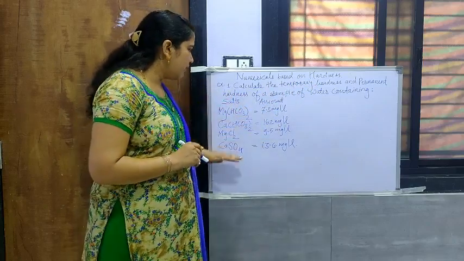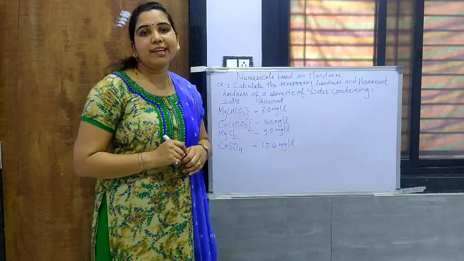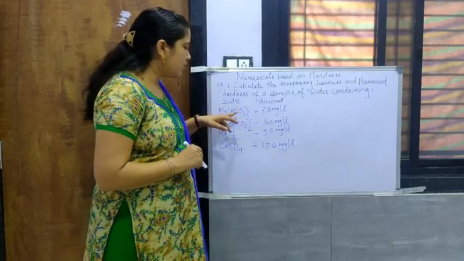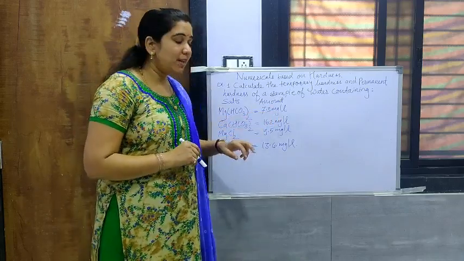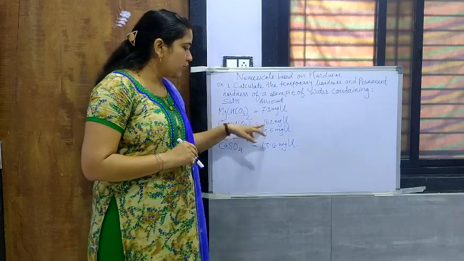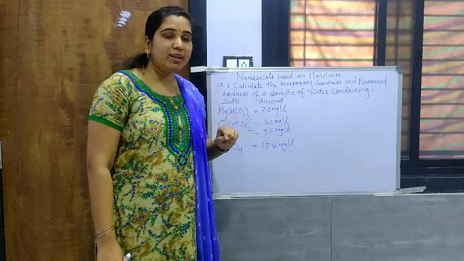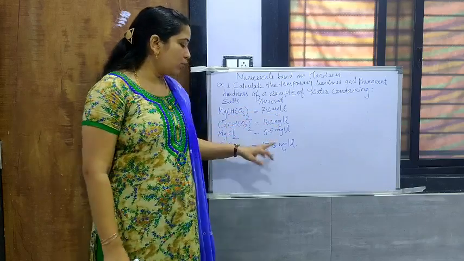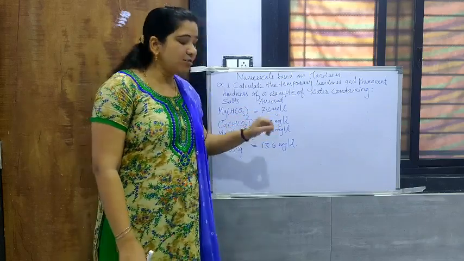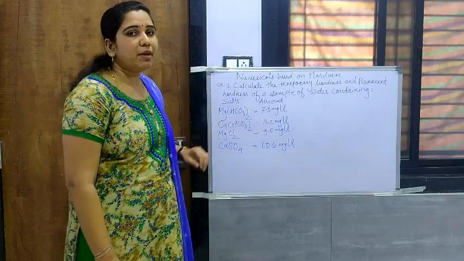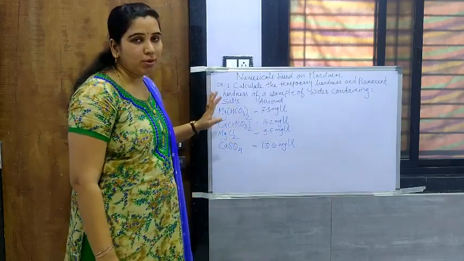So, salts are given and the amounts of salts are given. Salts like Mg(HCO3)2, 7.3 milligrams per liter, Ca(HCO3)2, 16.2 milligrams per liter, MgCl2, 9.5 milligrams per liter, and CaSO4, 13.6 milligrams per liter. In this way, the values are given in our problem.